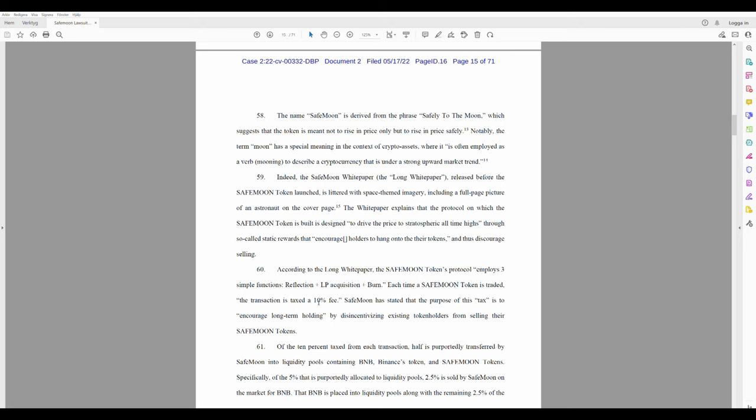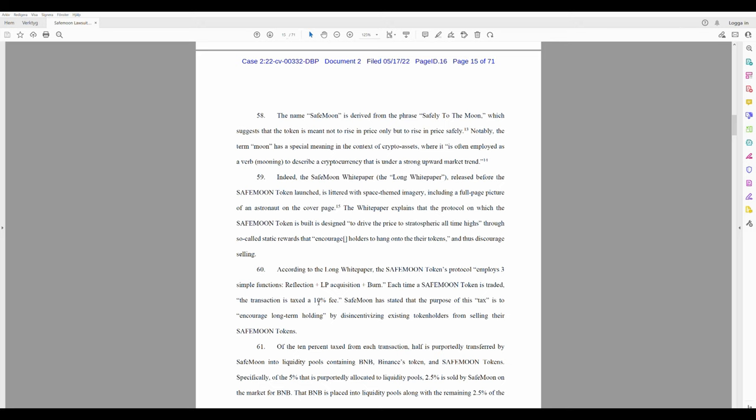The white paper explains that the protocol on which the Safemoon token is built is designed to drive the price to stratospheric, this is just bullshit, all-time highs. You see where it's going now. Crash and burn, baby. Through so-called static rewards that encourage holders to hang on to their tokens and thus discourage selling. According to the long white paper, that probably nobody's seen, not today. I didn't see it just last year when I got into Safemoon in like August. Then there was another bullshit white paper as well.